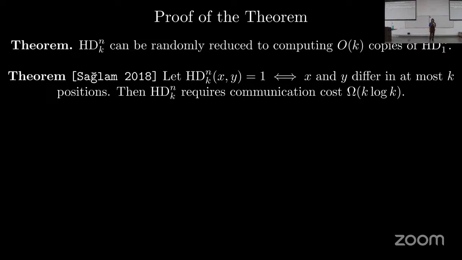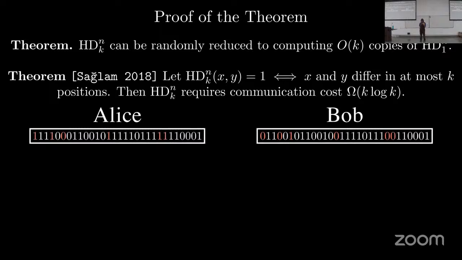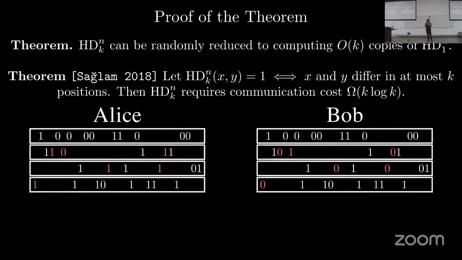Okay, so let me demonstrate how it's done. It's basically the same idea as the constant cost protocol for Hamming distance 1. So we have some strings which differ in some positions, the red ones. What we do is partition them into about linearly many parts, linearly many in k, and we have the procedure which computes k copies of Hamming distance 1.